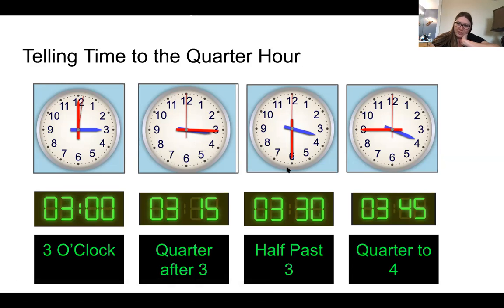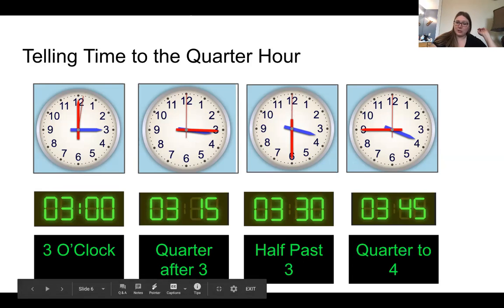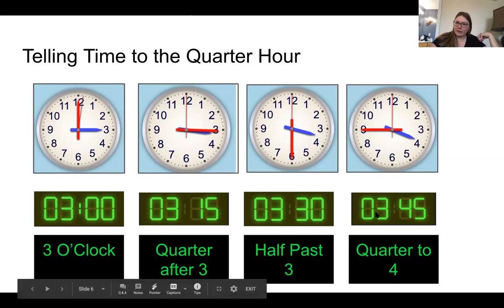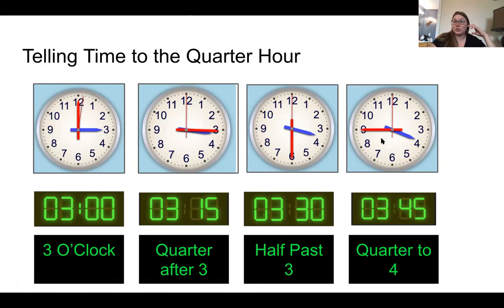When half of the hour is gone, so 1/4 plus another quarter is half, we call it half past 3. And when we are at the 9, we call it 4:45 now. We're almost to 4 o'clock. So this is 4:45, not 2:45, because our hour hand is almost to the 4.